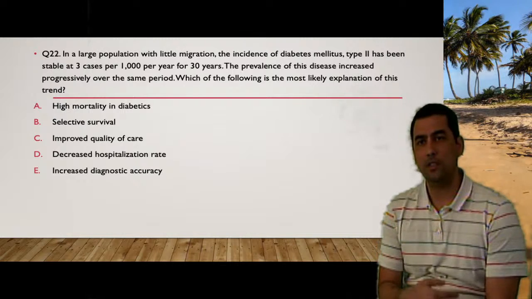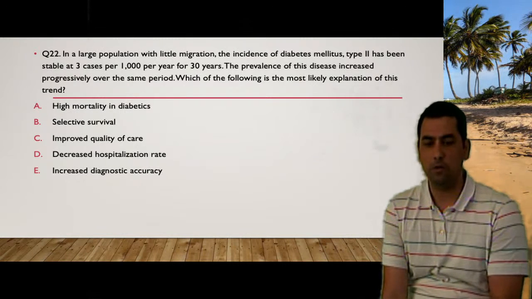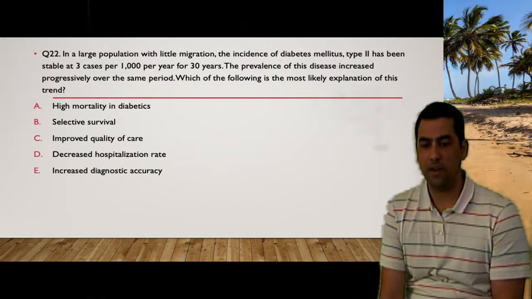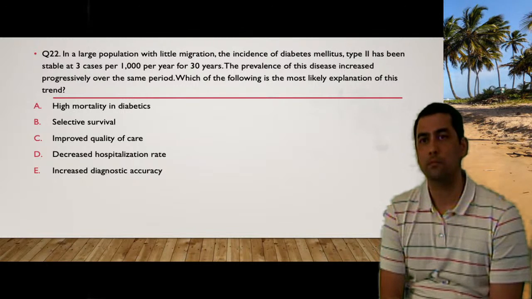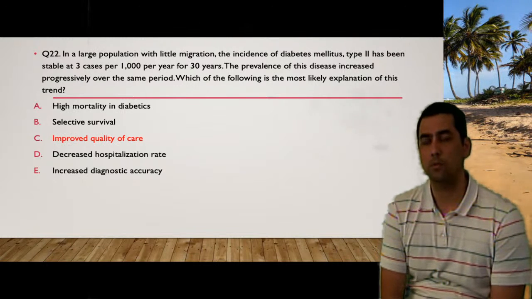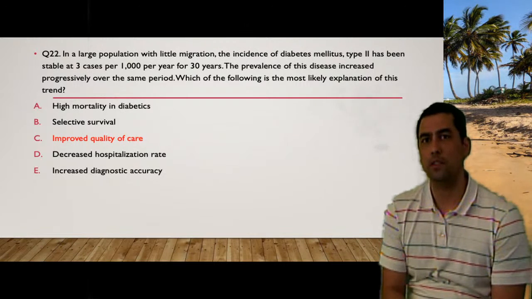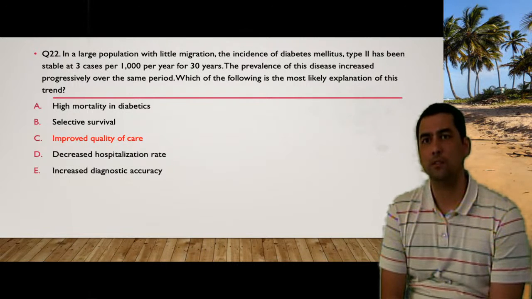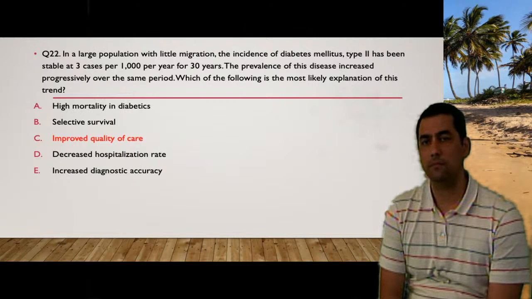So the increased prevalence and stable incidence can be attributed to factors which prolong the duration of disease. Okay, so improved medical care is the best explanation for increased prevalence and no change in incidence.